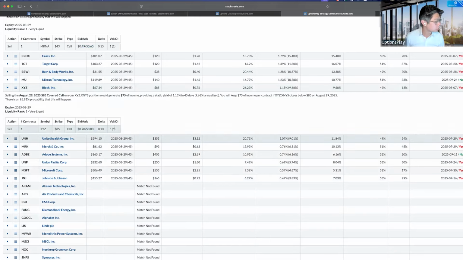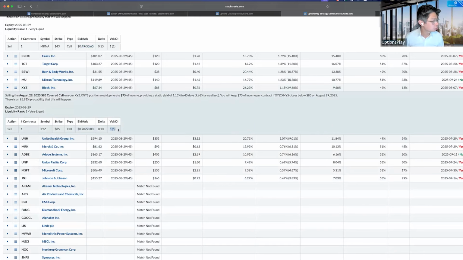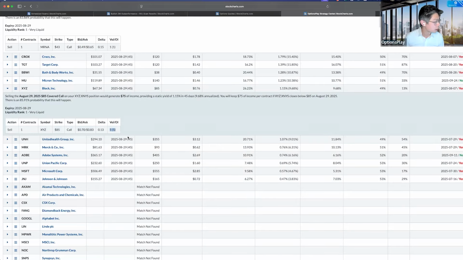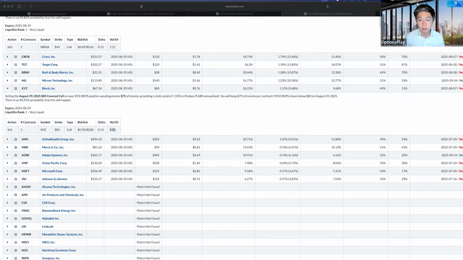Let's look at Block, right? You see a volume of 5 contracts, open interest of 5. But let's look at what Block XYZ has traded today. How many shares has Block traded today? It's traded 2.8 million shares today. So call it the stock will trade 5 million shares.